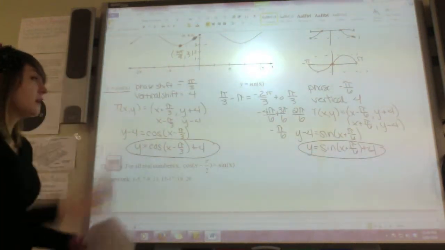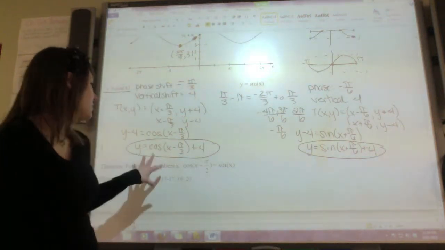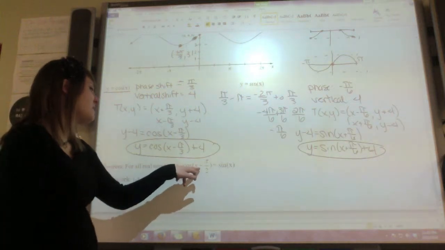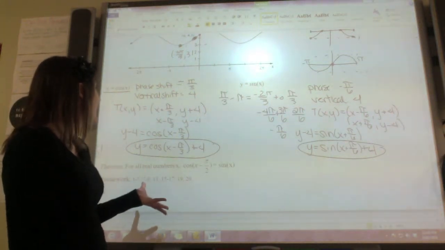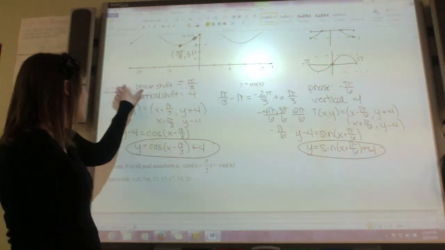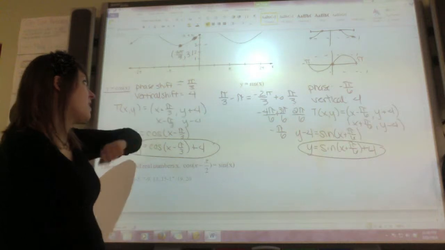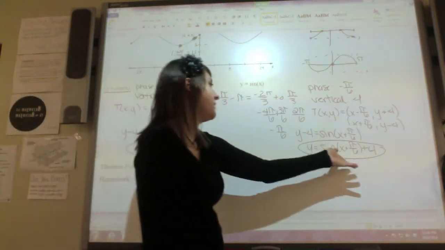Okay, so I did a lot of work to get this phase shift here. It's actually a lot easier than that because we have this theorem that tells us for all real numbers x, the cosine of x minus pi over 2 is equal to sine of x. So essentially all I had to do was take this phase shift here and subtract pi over 2 from it to get this phase shift here.